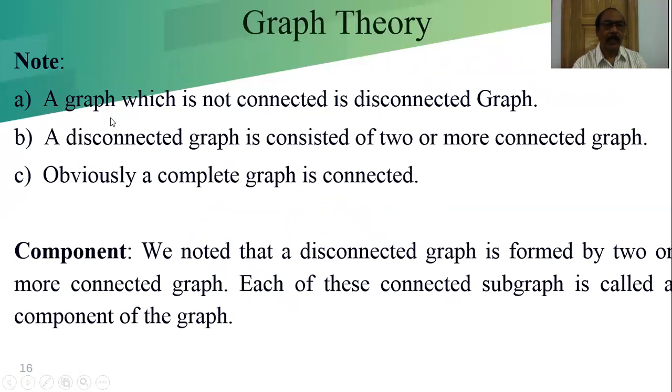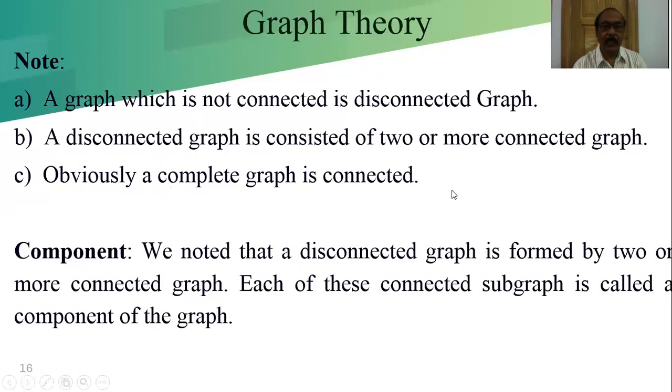Note, a graph which is not connected is a disconnected graph. Obviously, a disconnected graph consists of two or more connected graphs. I already explained that each and every part is a connected graph. In our example, there are two components, and two connected graphs are there, individually known as the components.